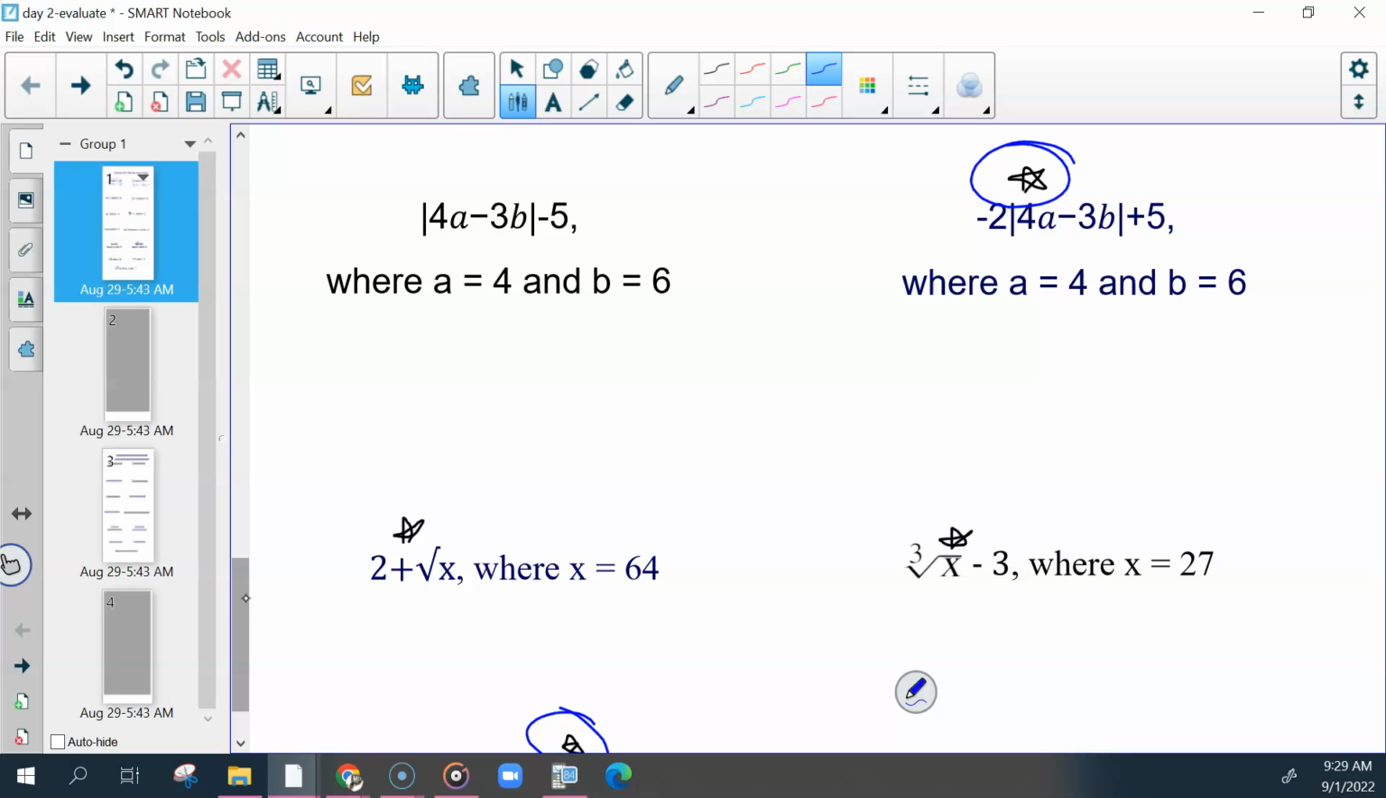Okay, so we'll start at this one. Negative 2 times the absolute value of 4a minus 3b plus 5. Because now instead of just evaluating with one variable, we're doing it twice. Same rules apply. We're still replacing the variable wherever it is. So where a is, we're going to replace it with 4. I like to make my absolute value bars thicker so I know that it's not like a 1 or something else. Anytime you evaluate, put that number in parentheses. That way we know it's being multiplied to whatever.